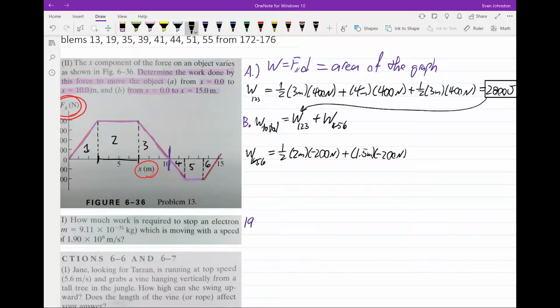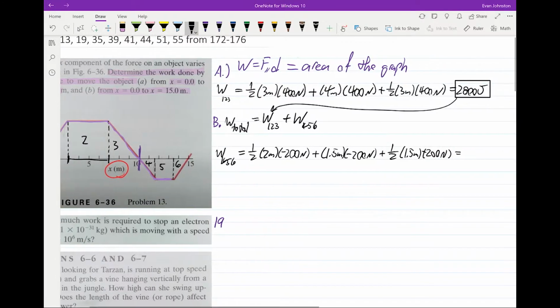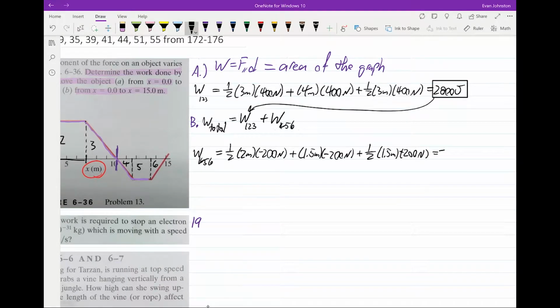And I'm having to ballpark and estimate the x or the d distance values here for our work equation. Work is force times distance. Plus, again, this last triangle, so 1/2 the base times the height, and that is a negative 200 newtons. And that ends up giving me negative 650 joules.